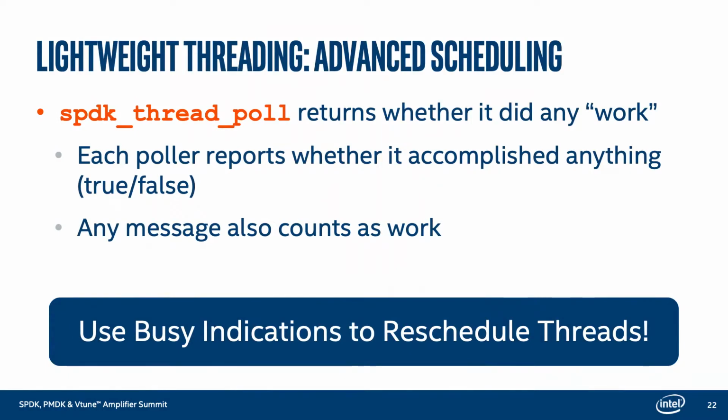The pollers in SPDK are things like check an NVMe completion queue for completions, or check the RDMA shared completion queue for completions. They're usually checking hardware. And if you don't find any completions, they return false. I didn't do anything. I looked, but there was nothing to do. If they do find something, they say, I found something. I did some work. So we aggregate all the return values for the thread. And then also, if there's any messages that we had to process that were waiting for us when we polled, that counts as work. And we take the aggregate of that answer and we report it up as the return value of SPDK thread poll.